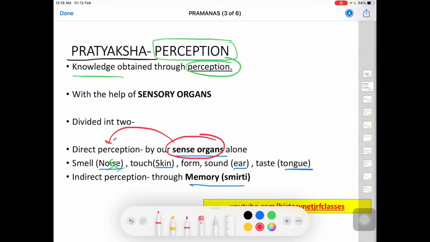And the other one is indirect perception, that it is based on your memory, that you have some past experience. Now you are using that knowledge that you have obtained from the past experience to apply in the present scenario. So we will understand it better with the help of examples.